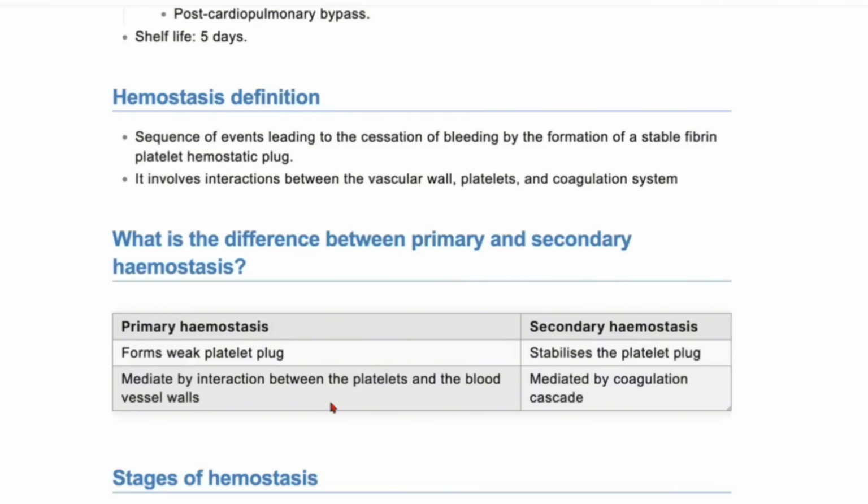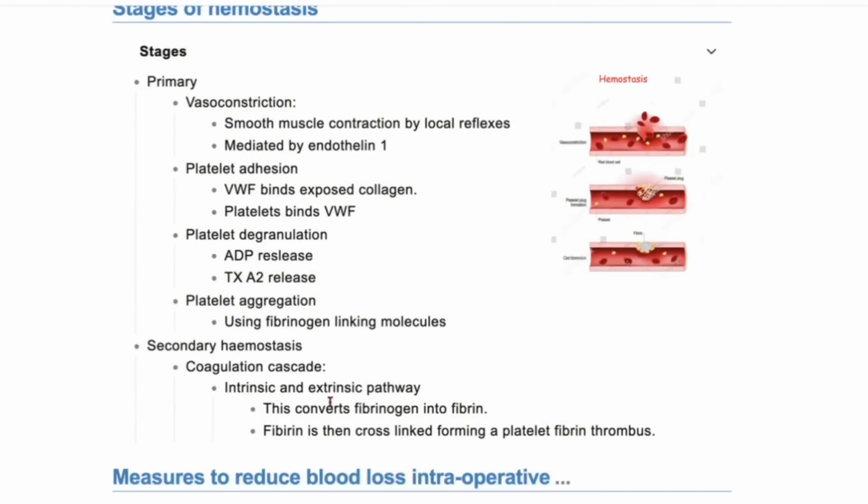It's weak, and it's due to interaction between the platelets and the injured endothelium, due to thromboxane A2 activation, as you mentioned. And then secondary hemostasis is the formation of a platelet block with the meshwork, so it's very stable, right? It's mediated by the whole coagulation cascade with all the factors. The stages, I think you mentioned well: endothelial injury, vasoconstriction as a reaction, platelet adhesion, platelet degranulation, then platelet aggregation, then platelet block formation, and then your coagulation cascade comes in, intrinsic and extrinsic pathway.